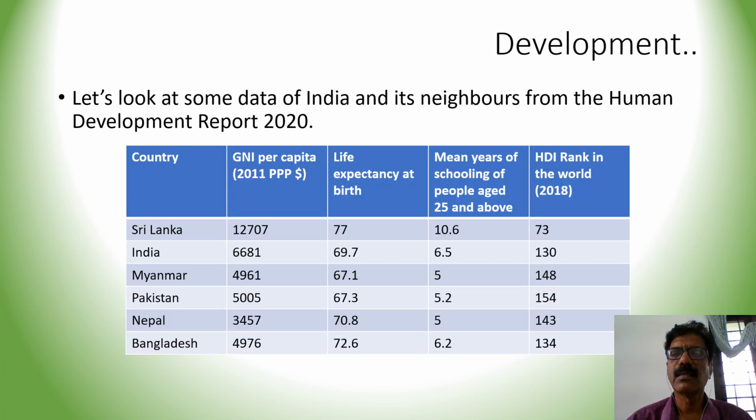Now look at this table. We have the HDI rankings of certain countries which are neighbors of India. The list is topped by Sri Lanka. Its rank is 73. India's rank is 130. All other countries are below India.